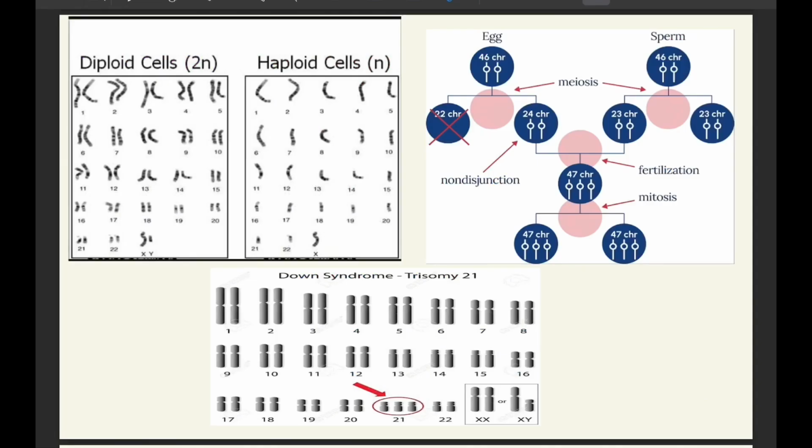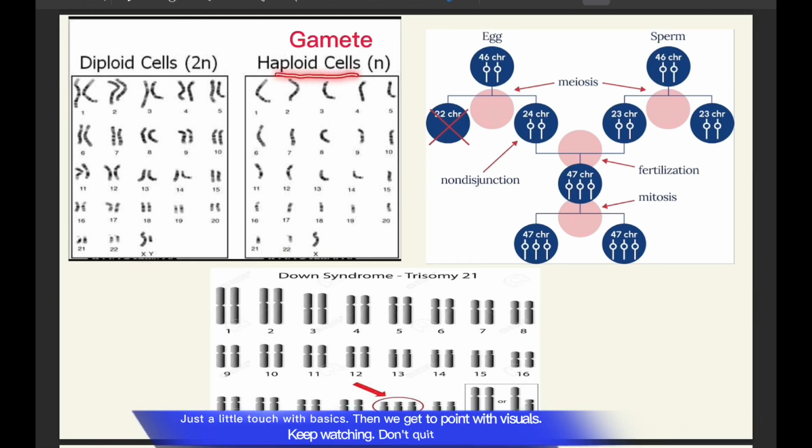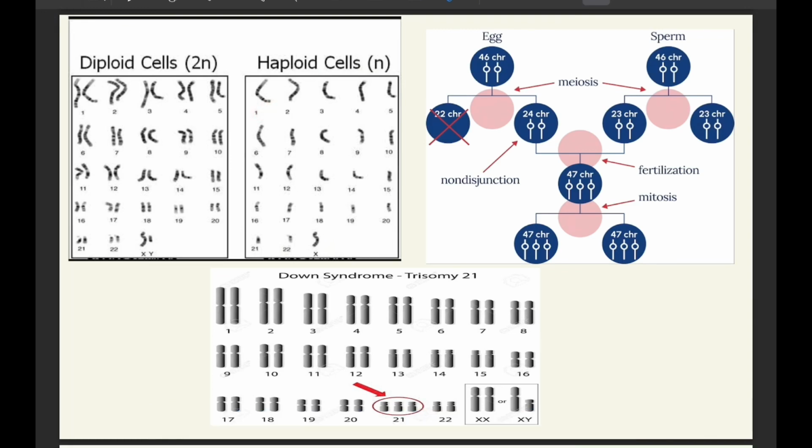From this, the most important thing starts. Look at the karyotyping of the diploid cells. Here we have one pair of chromosome 1, chromosome 2, chromosome 3, up to XY, which is the 23rd pair. And this is the haploid karyotyping. There is one single chromosome 1, one single chromosome 22, and one single X chromosome.